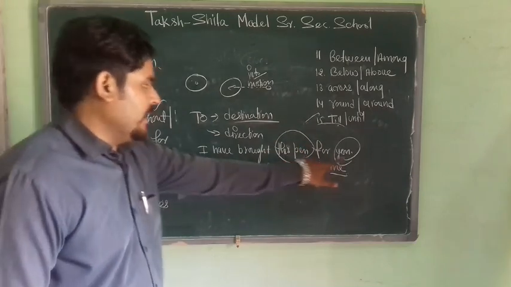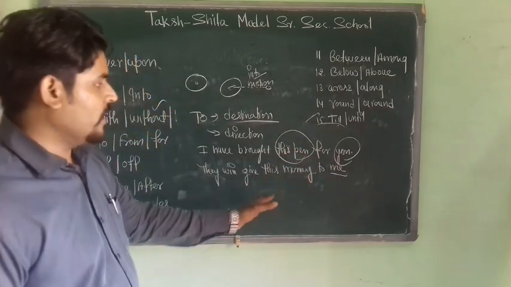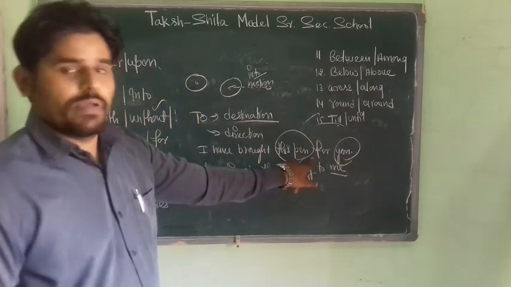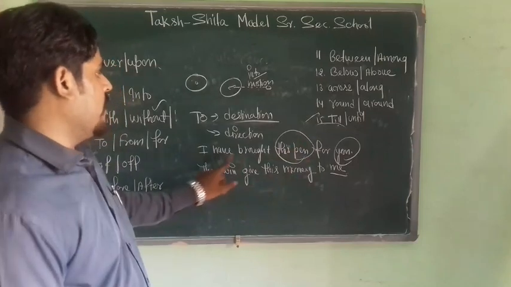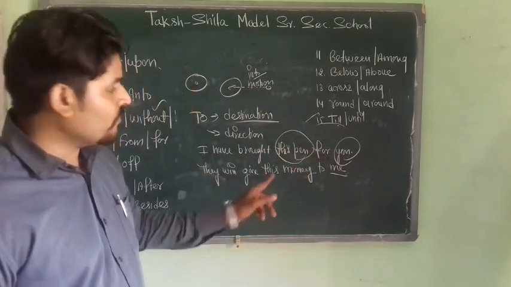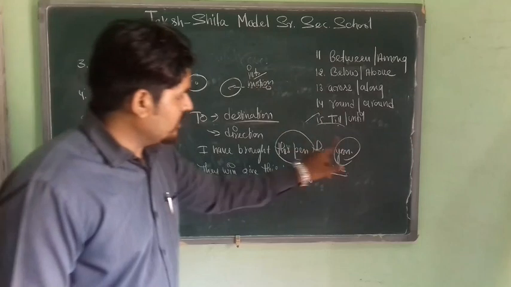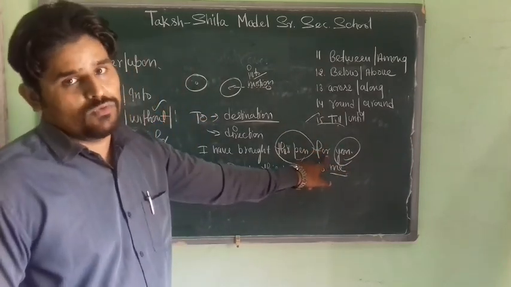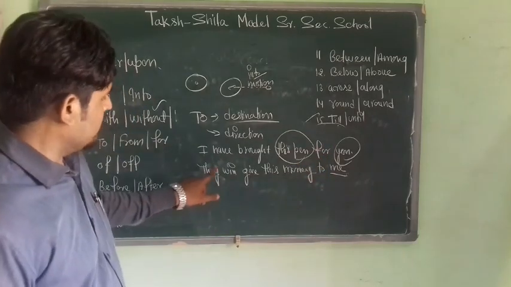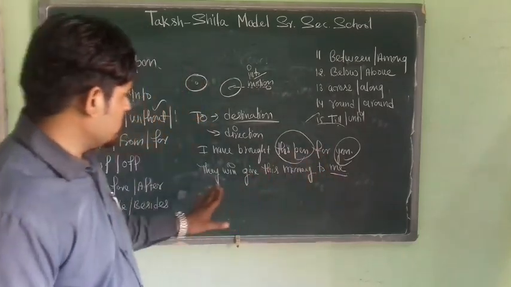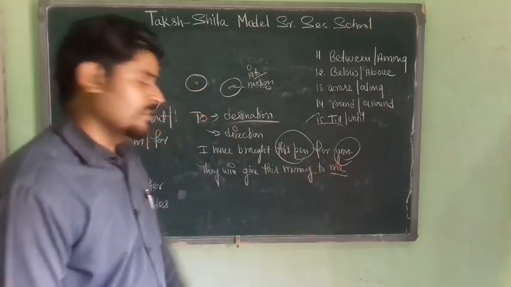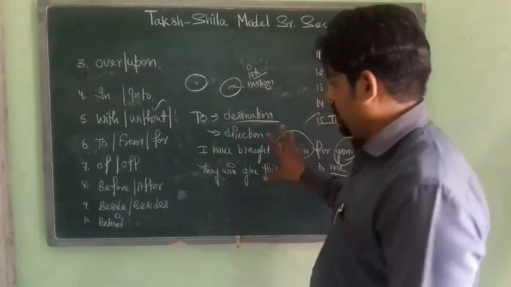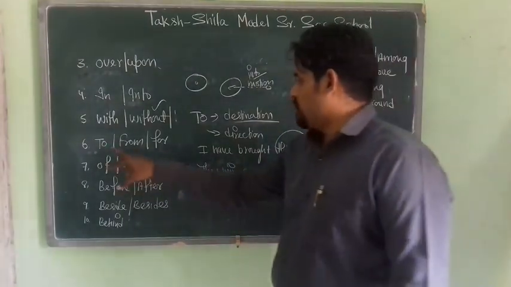How? When indirect object is used before the direct object, we should not use for or to. For example, I have brought you this pen. This is also correct. But if I use direct object first and then comes the indirect object, so before indirect object we should use either to or for according to the sense, right? Similarly, they will give this money to me. I can also say they will give me this money. The sentence is correct. And here there is an omission of to or for, right? So this is called the use of to or for.